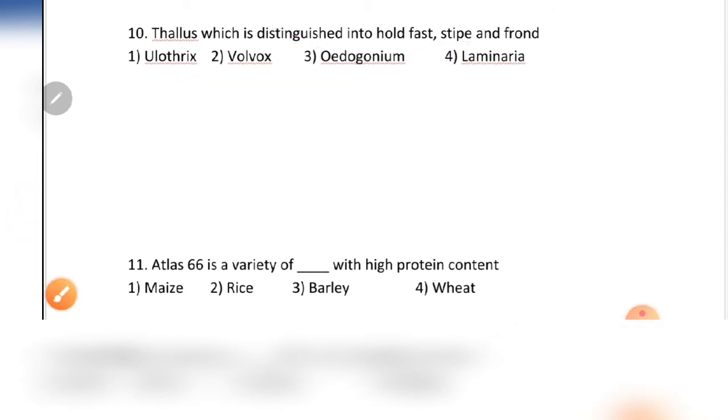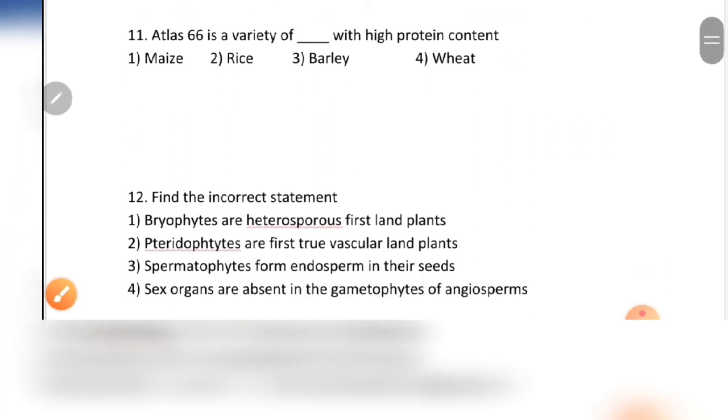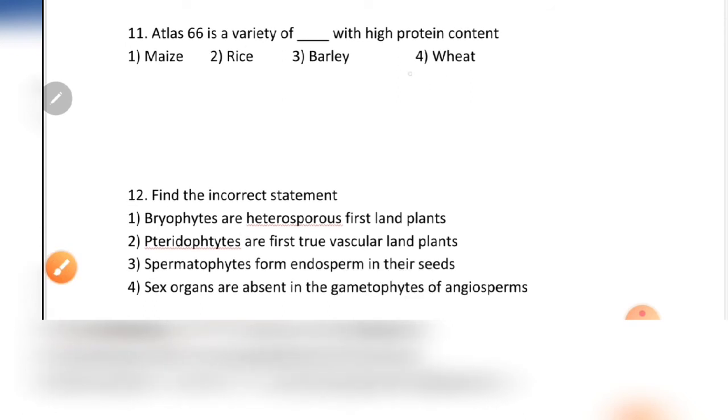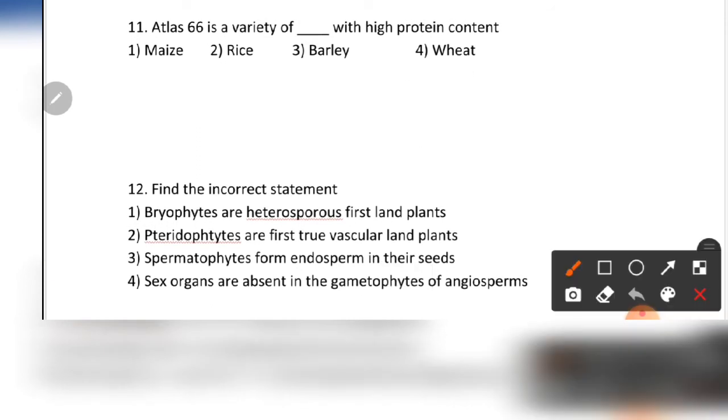Next question. So no need to explain the question, it is Atlas 66 as per NCERT. Atlas 66 is a wheat variety. It is not a yield wheat variety. Wheat is the answer. Go for the next question.